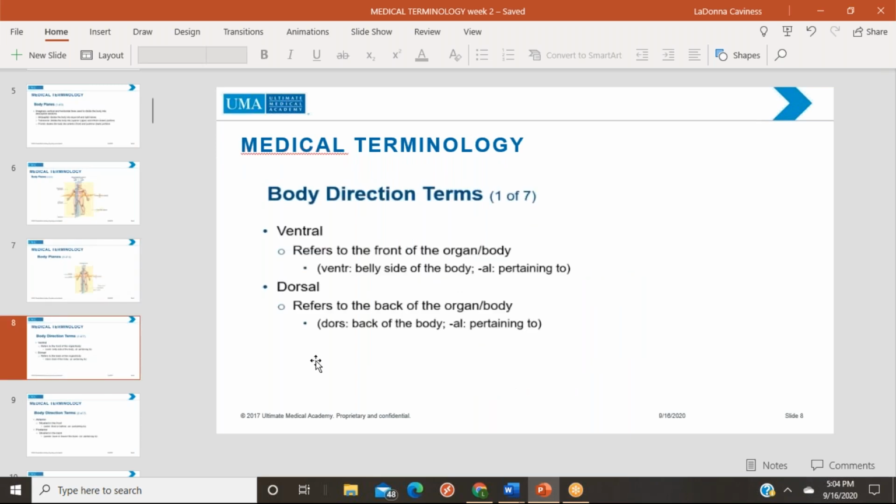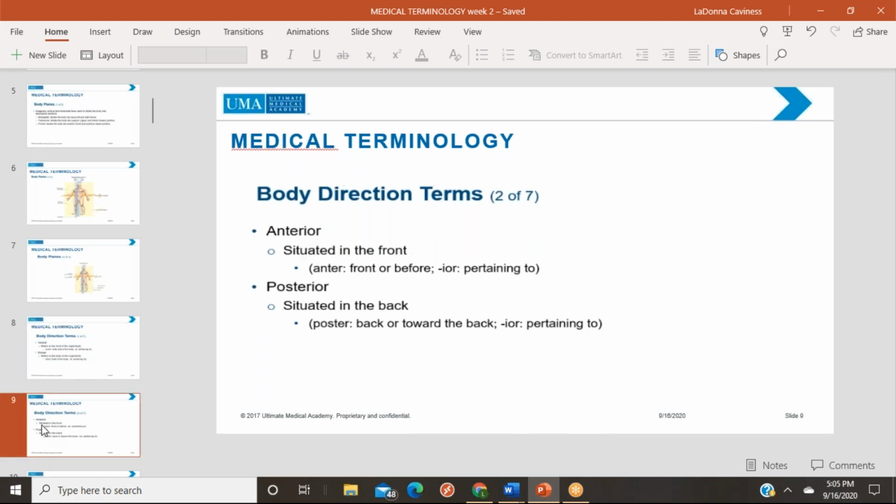Body direction terms. Ventral refers to the front of the organ or body. Dorsal refers to the back of the organ or body. Keep in mind that when we look at ventral, VENTR is a prefix meaning the belly side of the body, and AL means pertaining to. When we look at dorsal, which is the back of the body, DORS equals back of the body, and AL equals pertaining to.